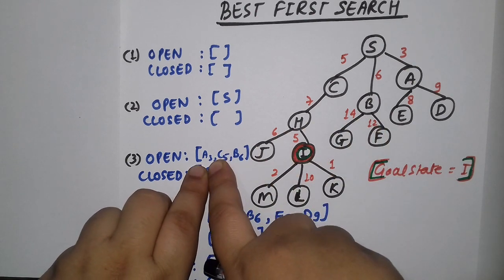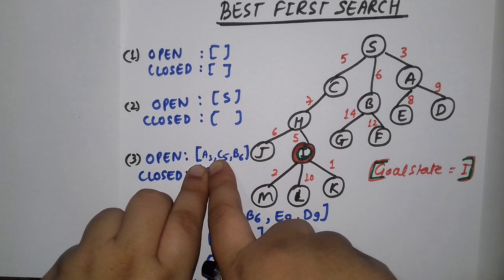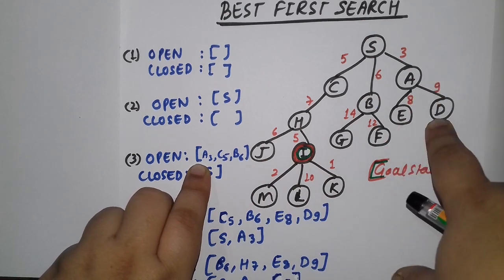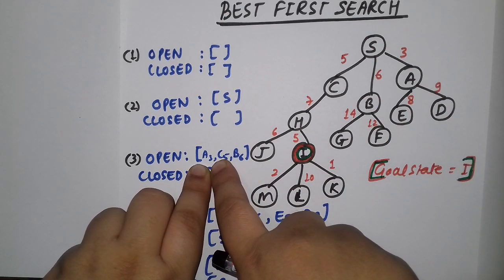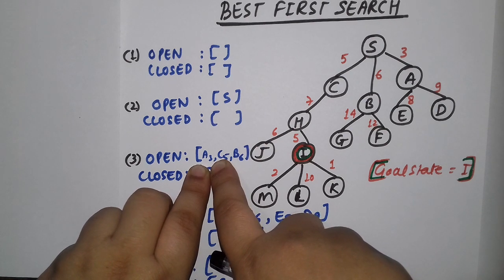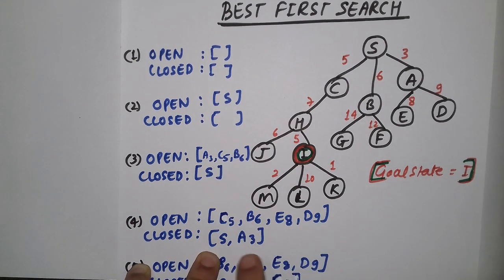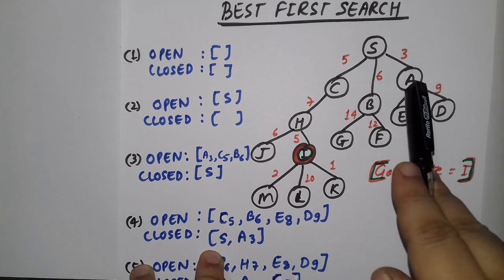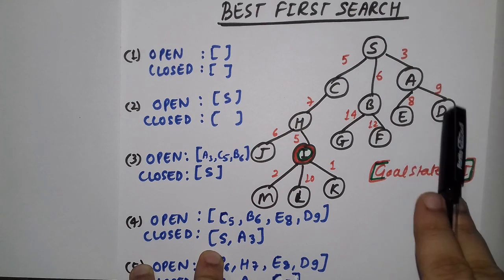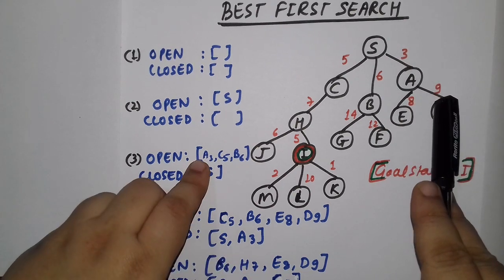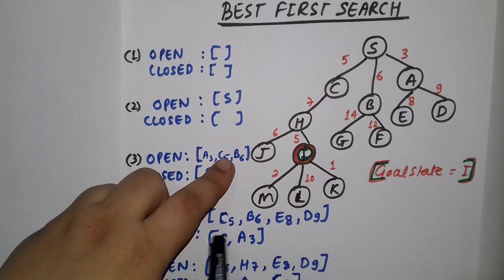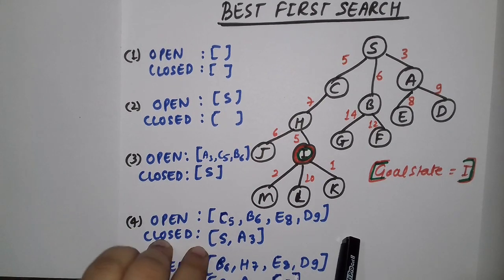Now A3 is here, and we have to traverse A3. The children of A3 are E8 and D9. A3 will be transferred to the closed list after S. S had 0 value, so it has not been written there. So after S, in the fourth step, we write A3. Now the children of A are E and D, with values E8 and D9. So after C5, B6, come E8, D9, as it has to follow the ascending order, so the ascending order has been followed here.